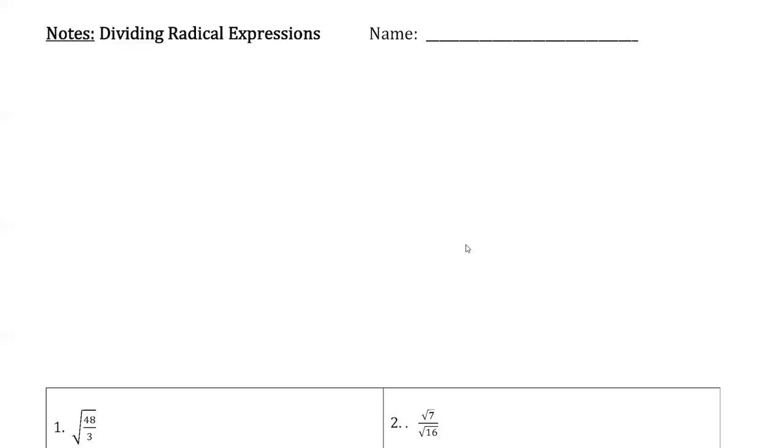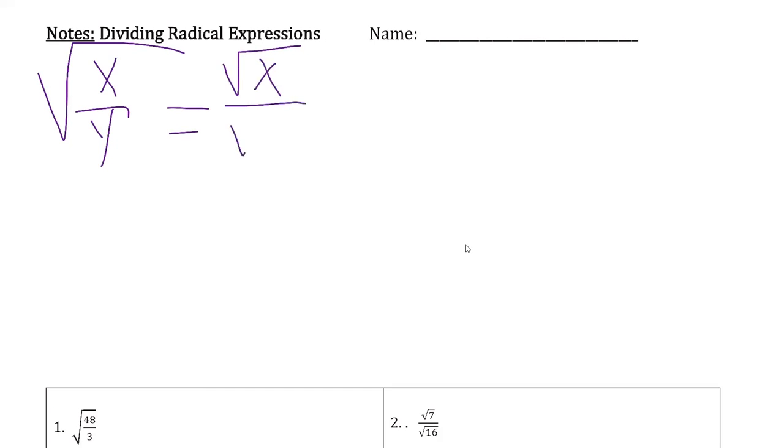Okay. So the first thing to be aware of when you're dividing radical expressions is if you have a fraction underneath your radical, all of it underneath, you can break that up. You can put the top underneath the square root and the bottom, the denominator, underneath the square root. So if you have a fraction underneath a radical, you can always split it up into two separate radicals.